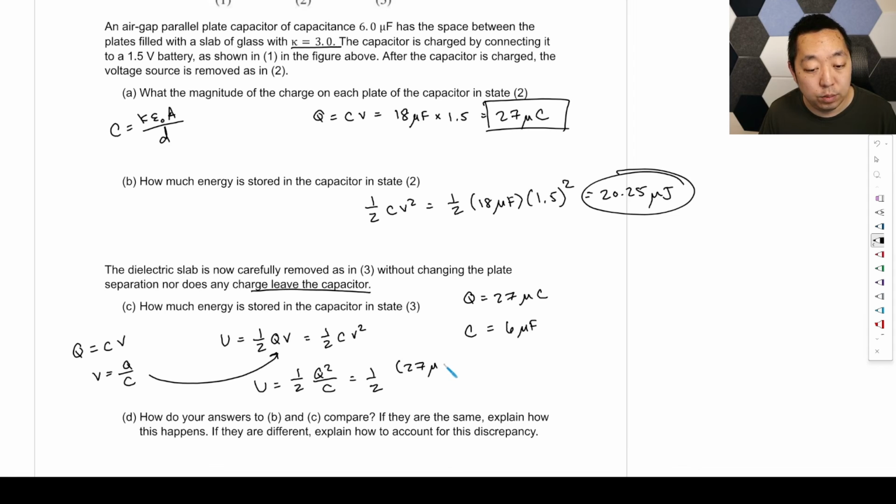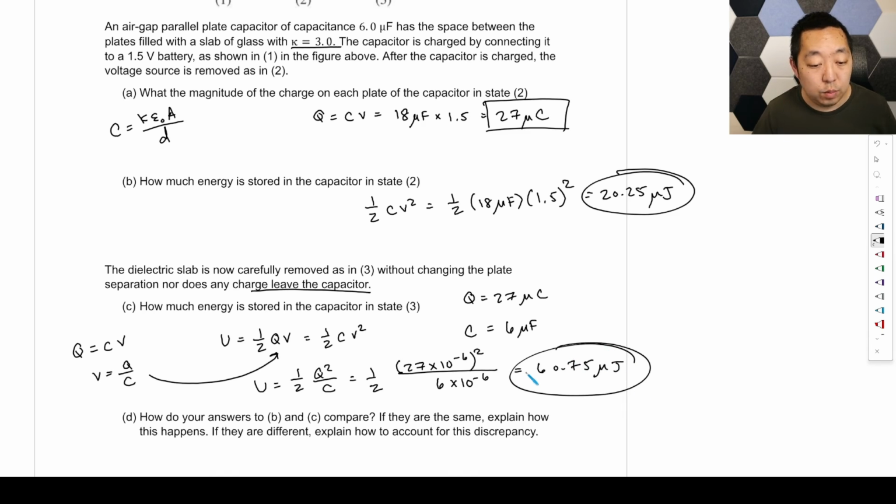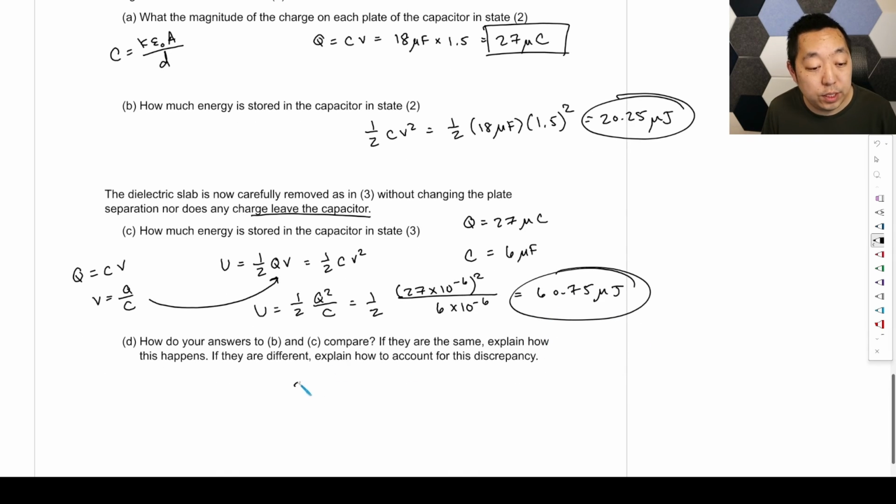27 microcoulombs, or I'll just do it as times 10 to the negative 6, squared. And then the capacitance is now, instead of 18, 6 times 10 to the negative 6. So let's see how much we have here. 0.5 times 27e negative 6 squared divided by 6e negative 6, and I get 60.75 microjoules. So how do they compare? Well, it's 3 times as much.